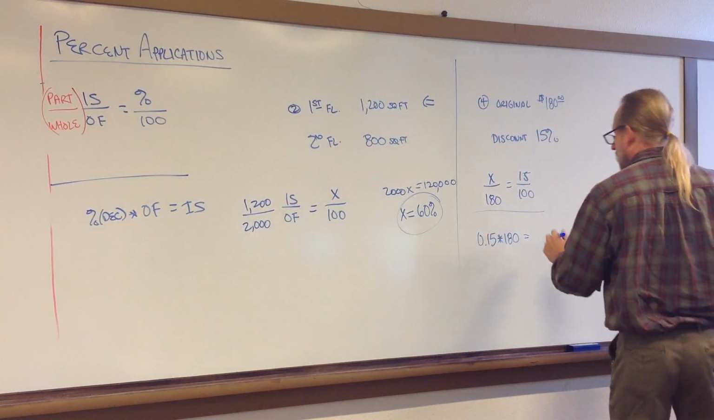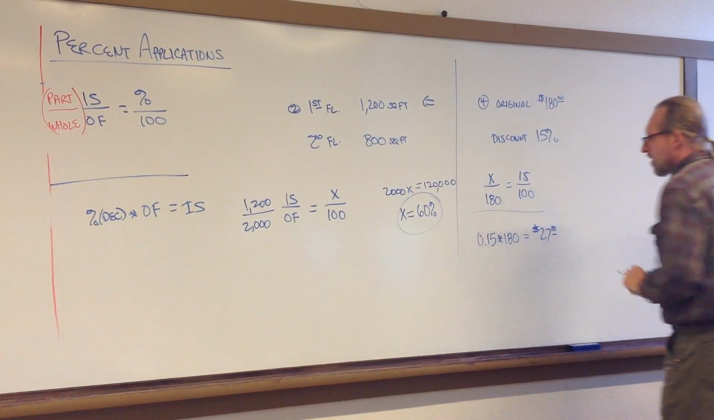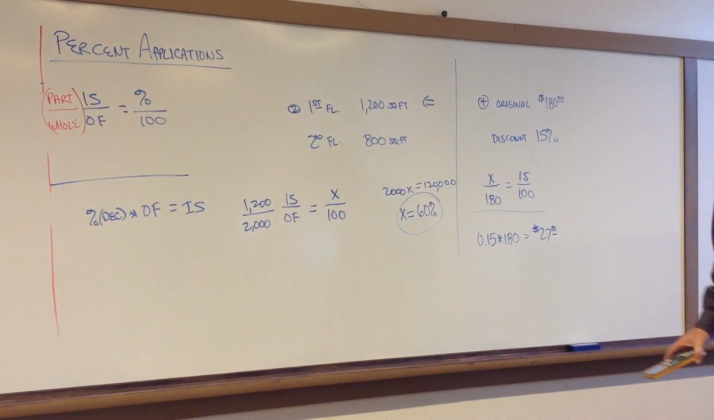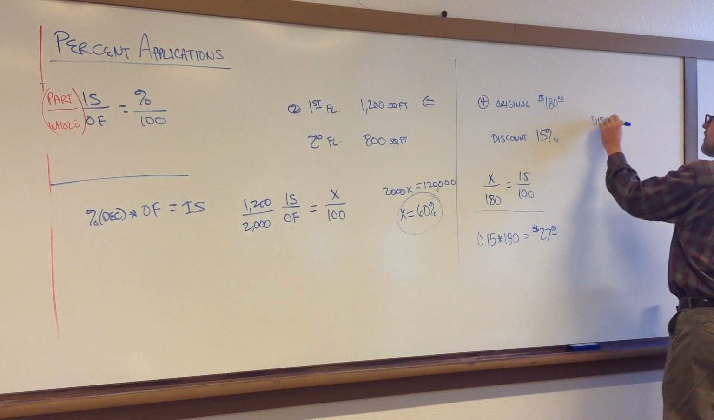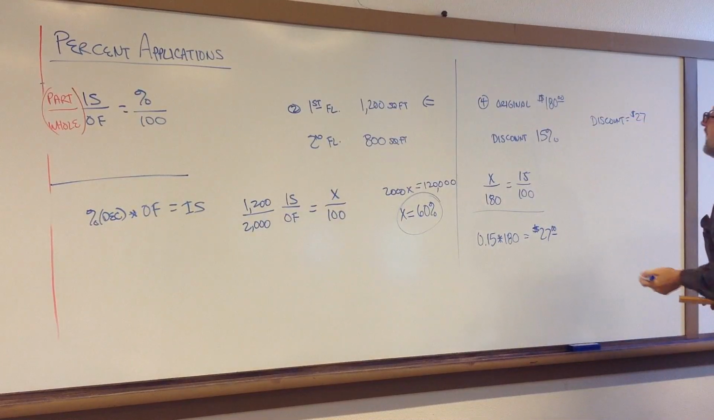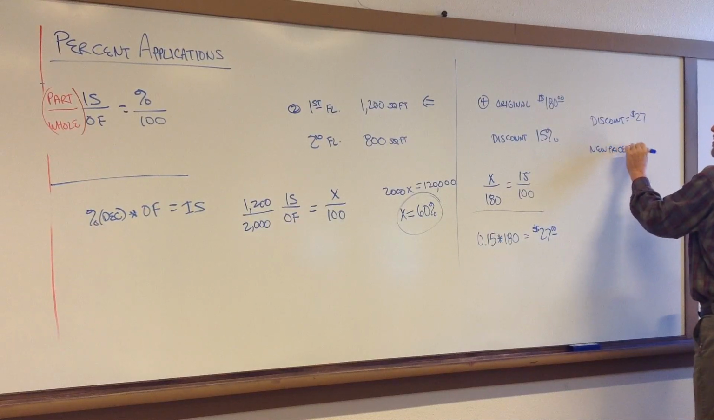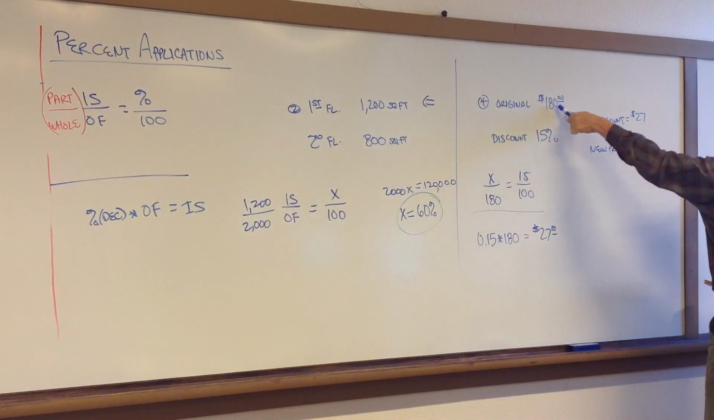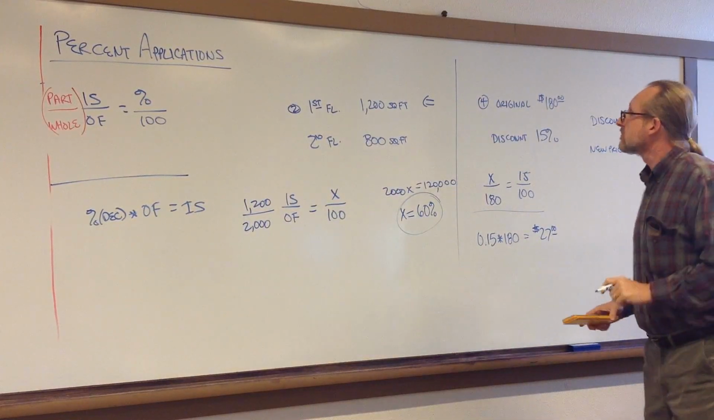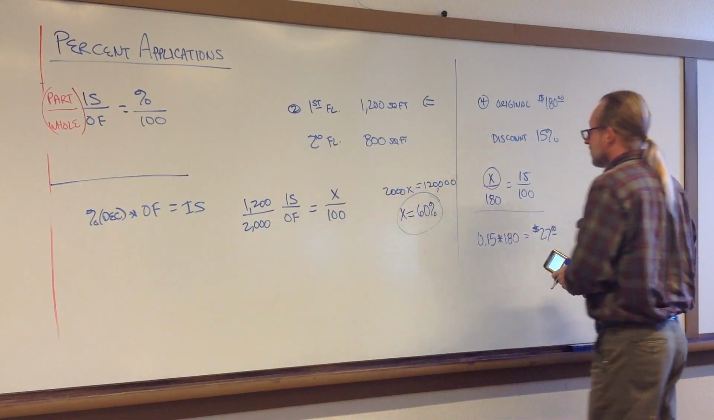So that would be $27, and that's the amount of the discount. Find the amount of the discount and the new price. The amount of the discount is $27, and then the new price would be 180 minus 27, so that should be $153. So there's problem 4. That was an is problem.